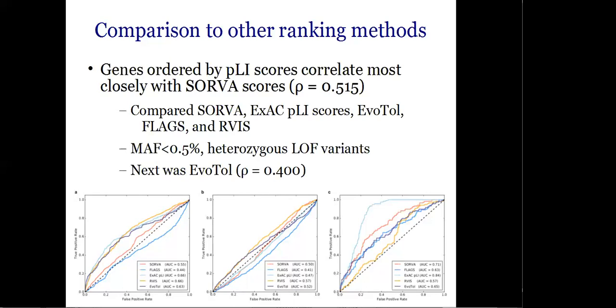What I'm showing in all three of the ROC curves is how many genes known to cause disease are ranked up to a certain point by each of these methods. I showed that SORVA does perform comparably to the other methods, depending on the inheritance model. For X-linked diseases, it does second best only after the exact PLI score. And the ordering of the genes is actually most similar between the exact PLI score and the SORVA scores.